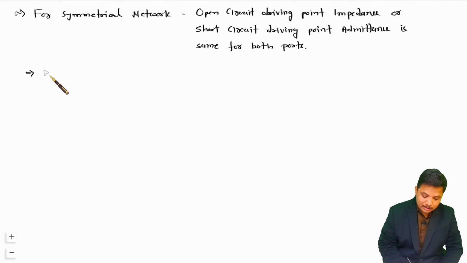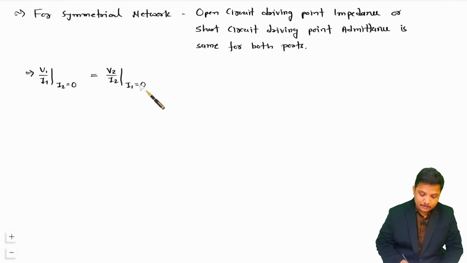So for port 1, driving point impedance is V1 by I1, right? And for open circuit driving point impedance, the current at port 2 will be 0, right? And that should be the same for port 2. So port 2 driving point impedance is V2 by I2, and for open circuit driving point impedance, the output current should be 0. Here the output is I1, right? So that should be 0.